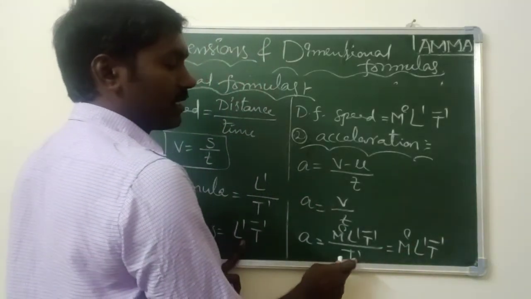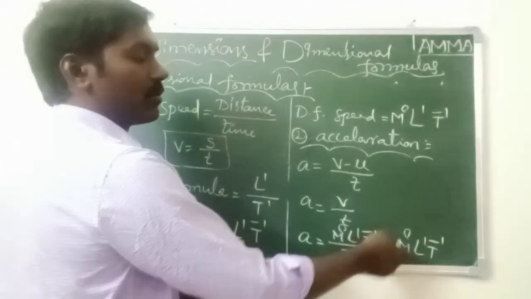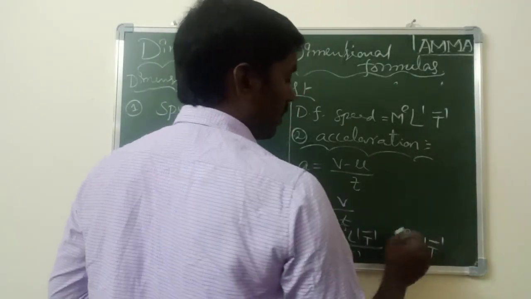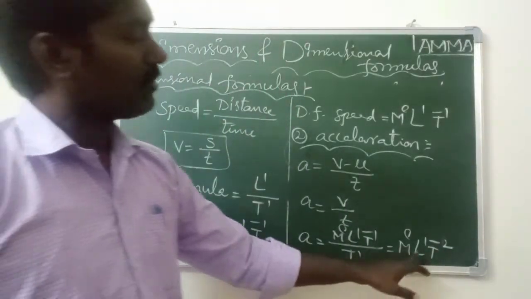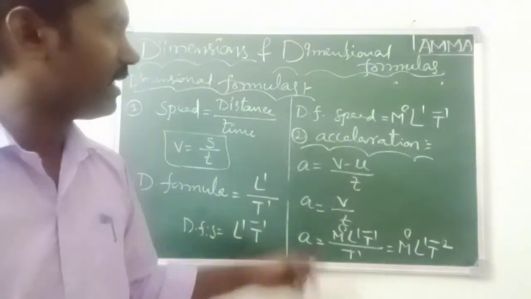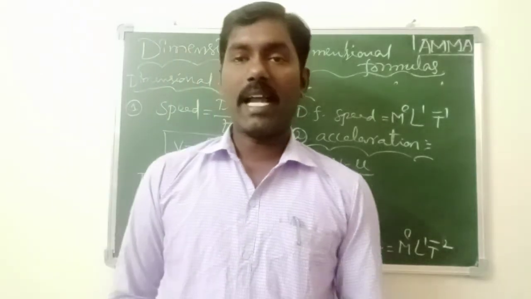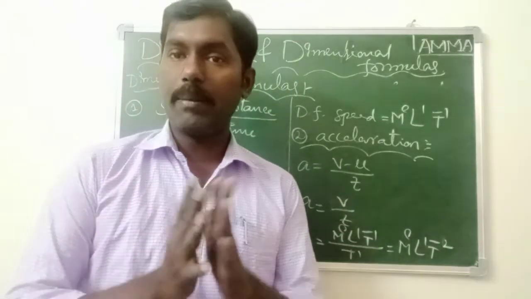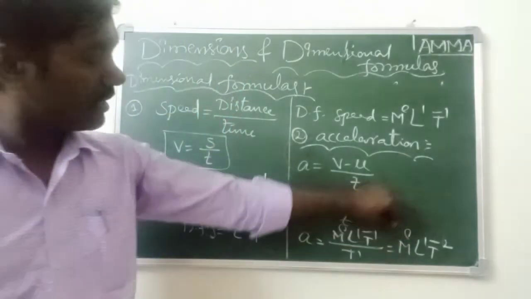Again, sending T power plus 1 from the denominator to the numerator, it becomes T power minus 1, then T minus 1 into minus 1 equals T minus 2. So M0 L1 T minus 2 is the dimensional formula of acceleration. Is it clear, students? Like this we can find the dimensions and dimensional formulas of every physical quantity.